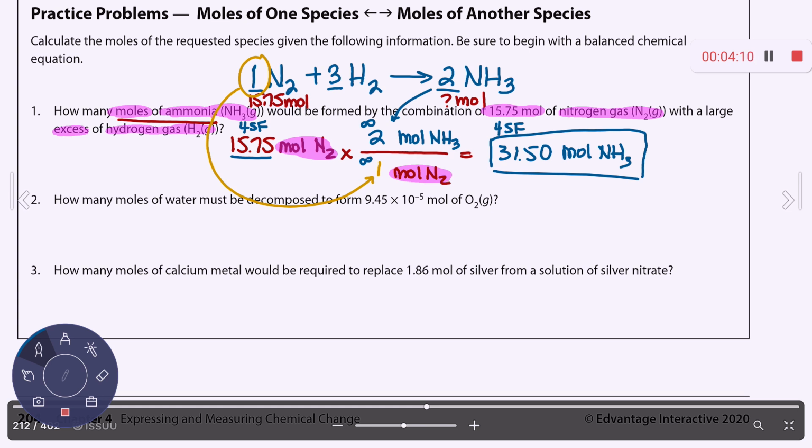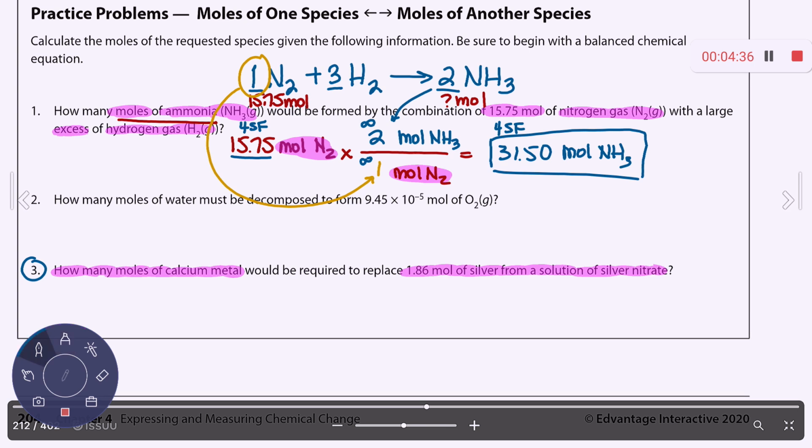Okay, do you want to try one on your own? Yes? Okay, why don't we take a look at number 3, and why don't we write the balanced equation out together, and then you guys can do the math, okay? So for number 3, it says how many moles of calcium metal would be required to replace 1.86 moles of silver from a solution of silver nitrate.